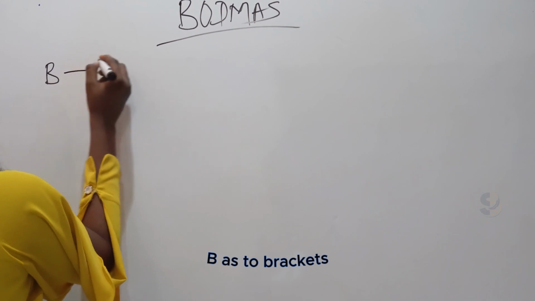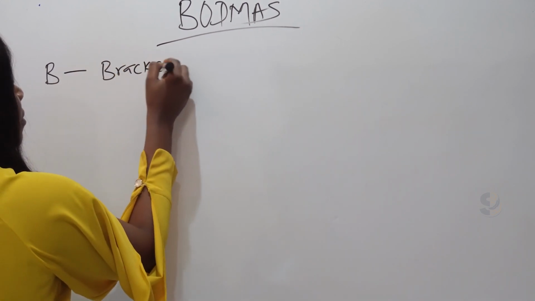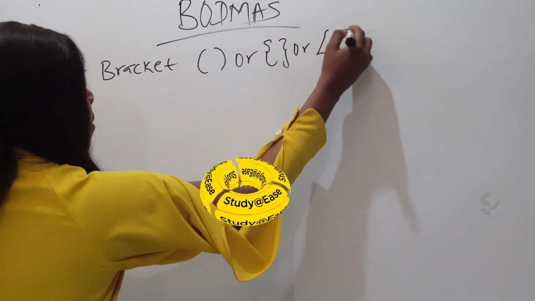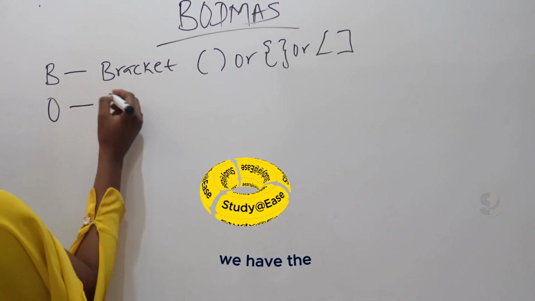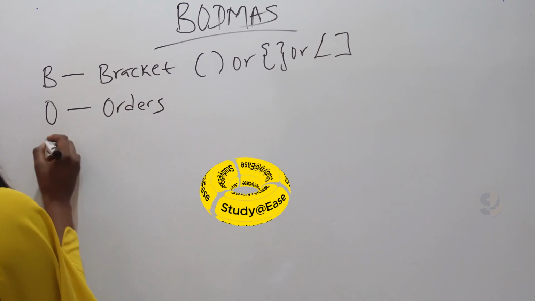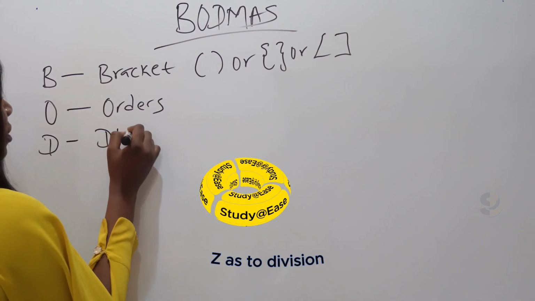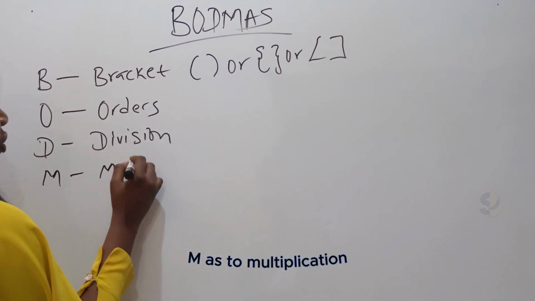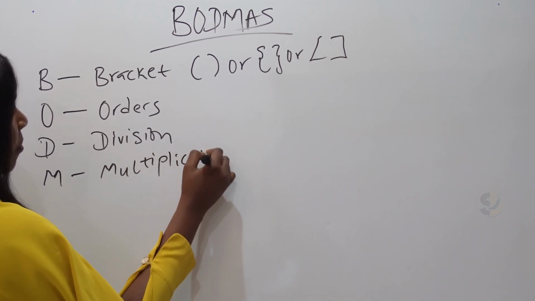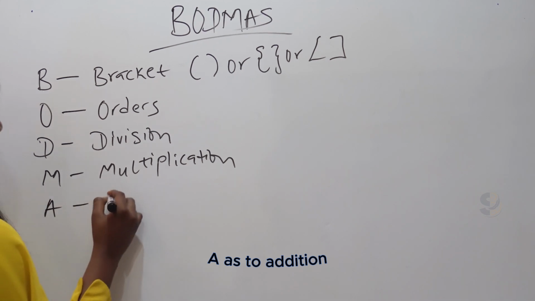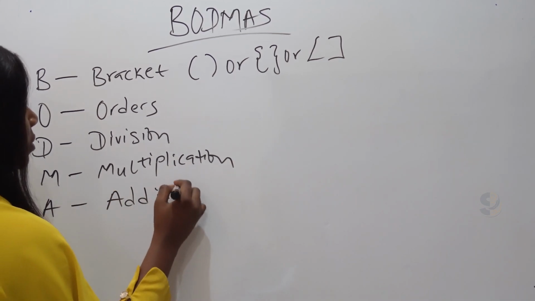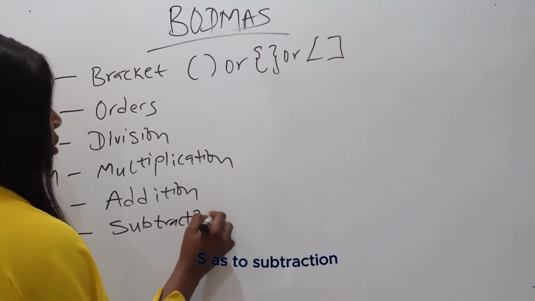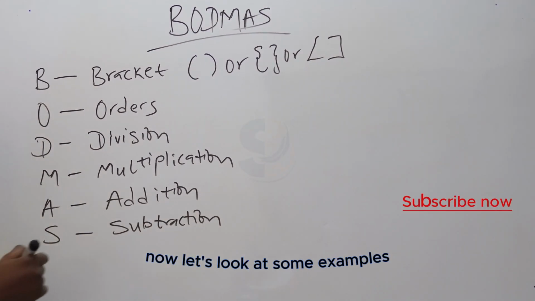B stands for brackets, O stands for orders, D stands for division, M stands for multiplication, A stands for addition, and S stands for subtraction. Now let's look at some examples.